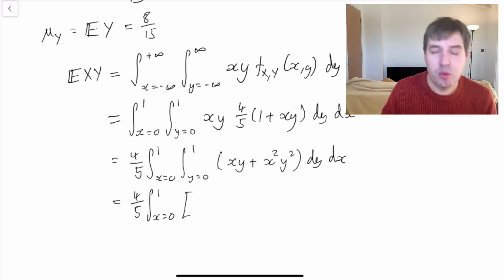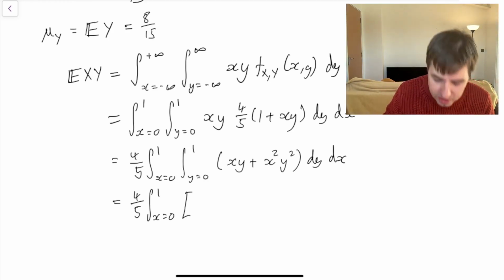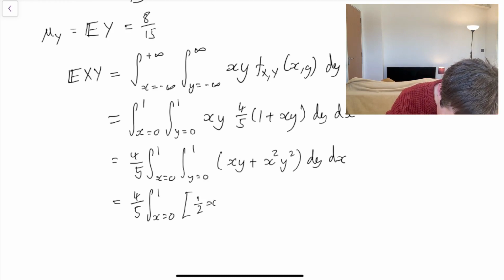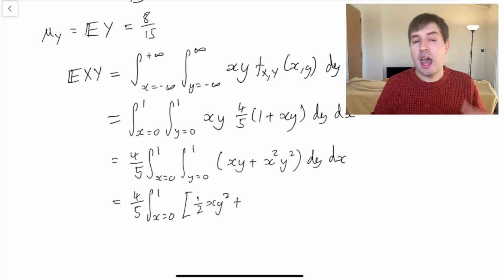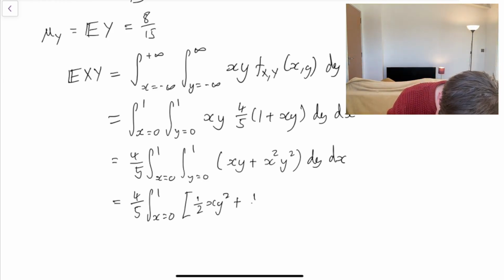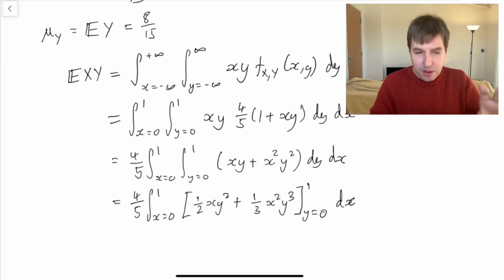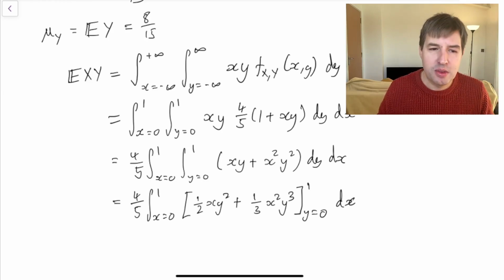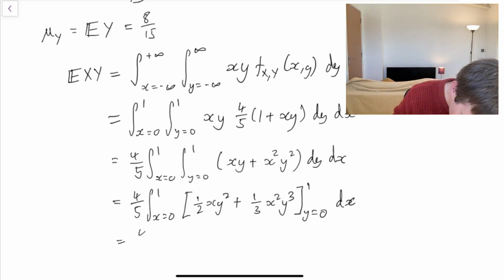So x times y, x is just a constant, y becomes a half y squared. That's half x y squared. Similarly here, x squared is just a constant, but y squared becomes a third y cubed. That's a third x squared, the constant, y cubed, the thing I've integrated, and that's going from y equals 0 to 1. And I still leave my integration over x around the outside. I'll deal with that in a minute. So I now have to evaluate that at y equals 1 and y equals 0.